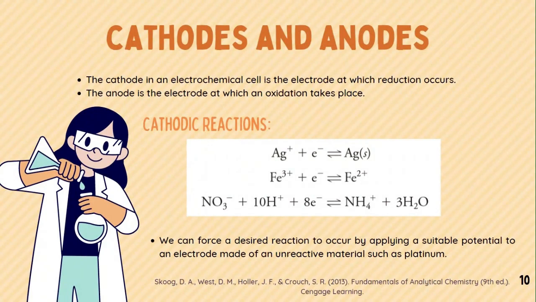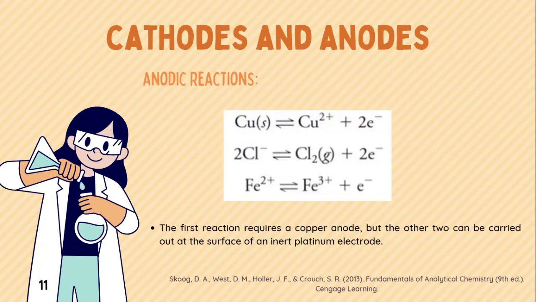Cathode is the electrode at which the reduction reaction occurs, while the anode is the electrode where oxidation reactions occur. Some examples of the typical cathodic reactions can be seen on the screen. A desired reaction can be forced to occur by applying a suitable potential to an electrode made up of unreactive materials such as platinum. On the other hand, some of the typical anodic reactions can be seen on the screen.